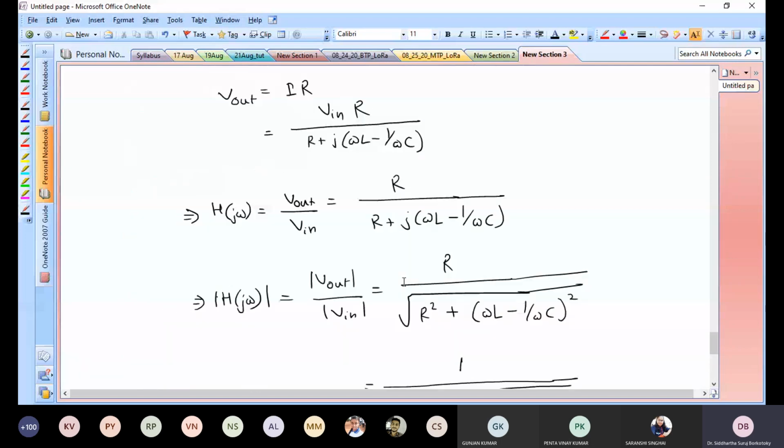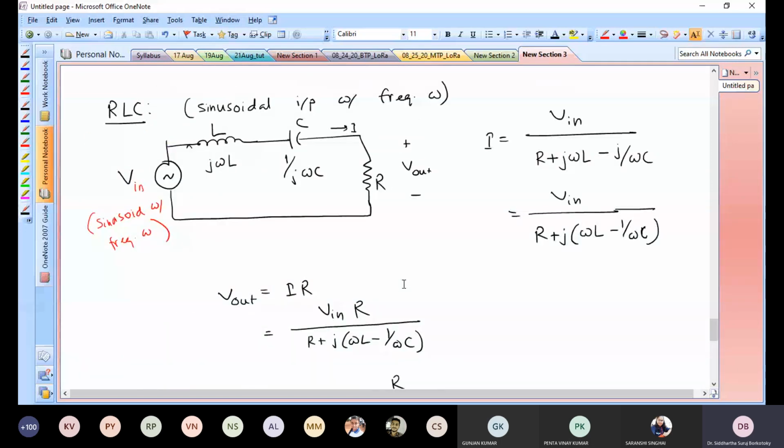And then you could actually derive a band reject filter by taking the output across L and C. So basically you change the output: instead of taking it across R, you take the output across the combination of L and C, and that will be a band reject filter. I'll leave it to you to see what happens if you take the output across just L or just C.